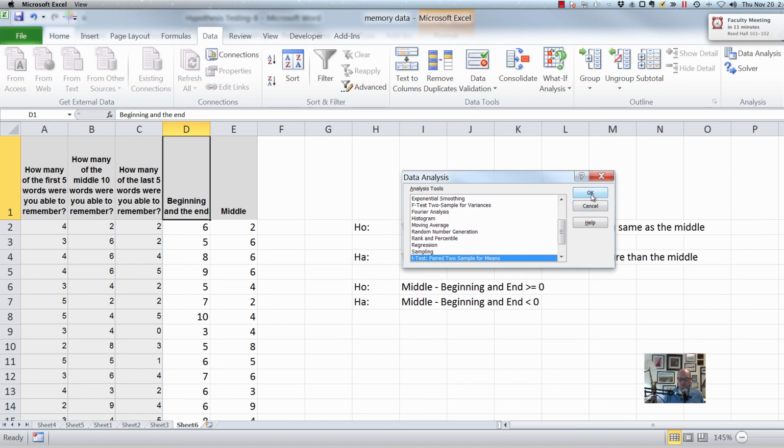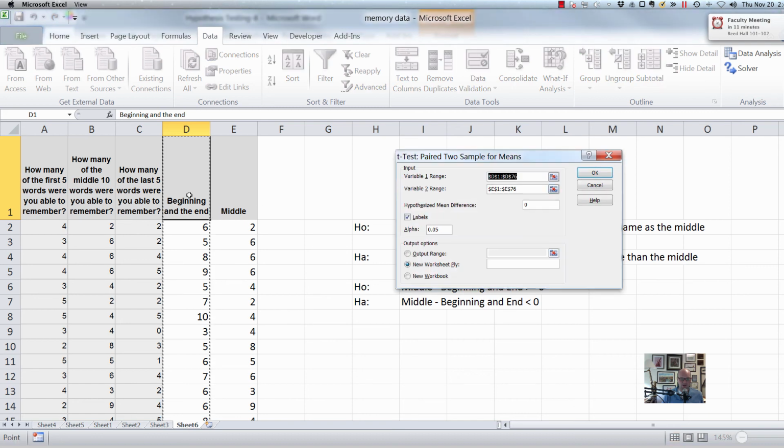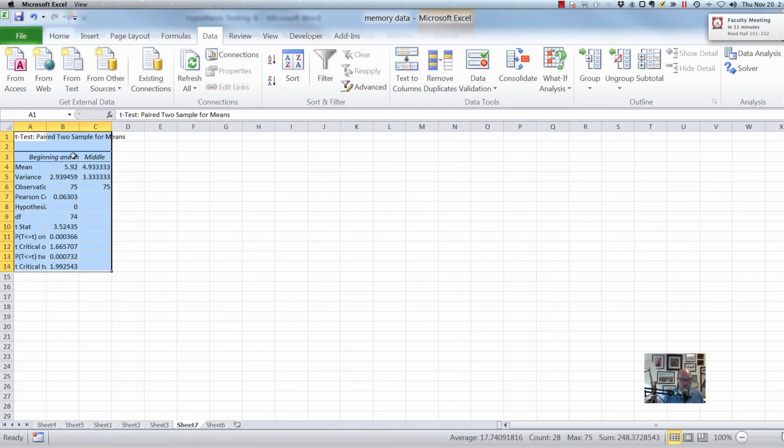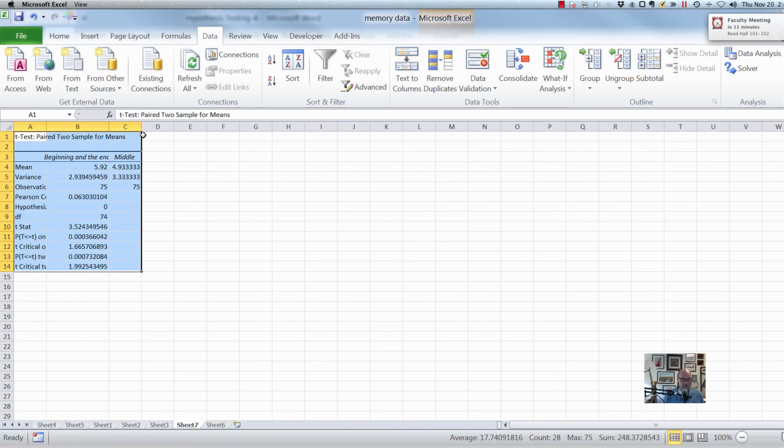Data analysis, t-test paired two sample for means. Click on OK. I think everything's ready to go. Click on OK now. And here we go. Let's see if we got this one. See if it actually worked this time.